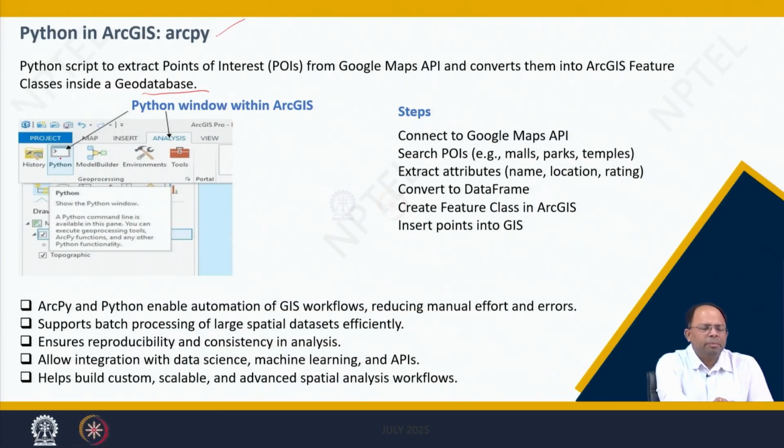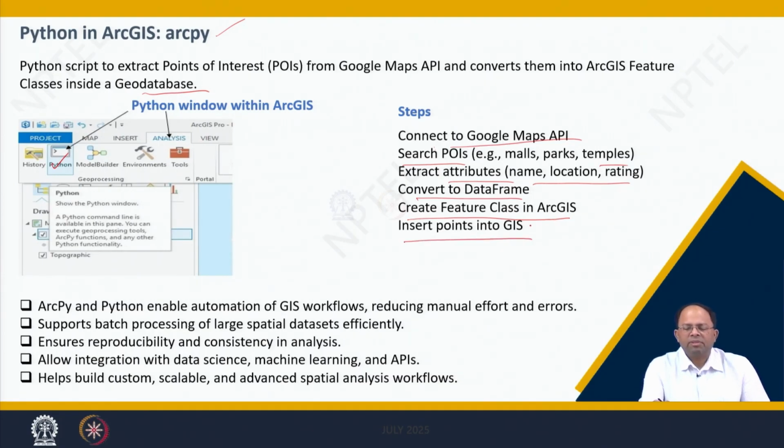So we can open the Python window within the software itself, and the steps would be: we connect to the Google Maps API, we search the points of interest like malls, parks, temples, we extract the attributes from there, we convert that to a data frame, and then this data frame could be stored in ArcGIS after we create a feature class. Within that class the data gets stored, and after the class is created, we insert the points into GIS and then we can visualize it.